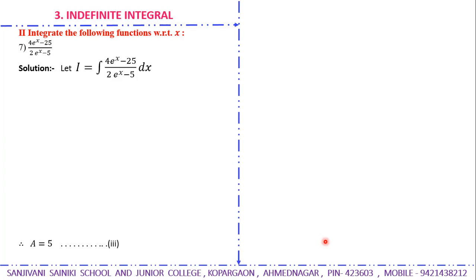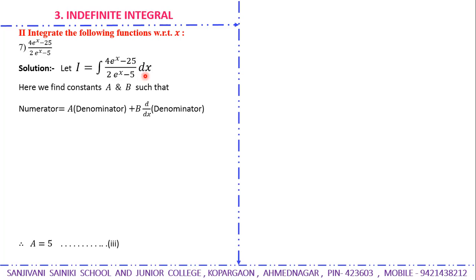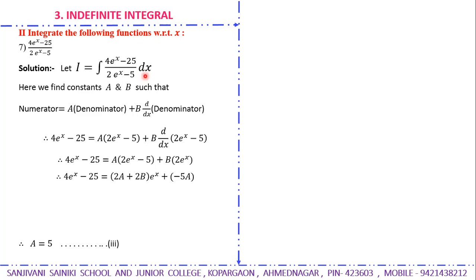Now this I is equal to the integral of (4 e raised to x minus 25) upon (2 e raised to x minus 5) dx. Here also, this is an example of the form (a e raised to x plus b) upon (c e raised to x plus d). For this also we are going to use the same method. We will express the numerator as a times denominator plus b times derivative of the denominator.